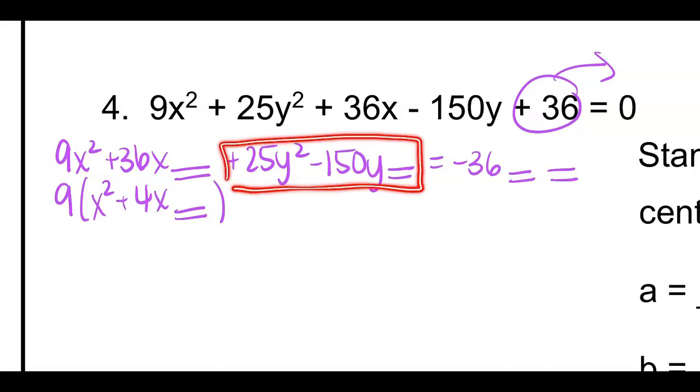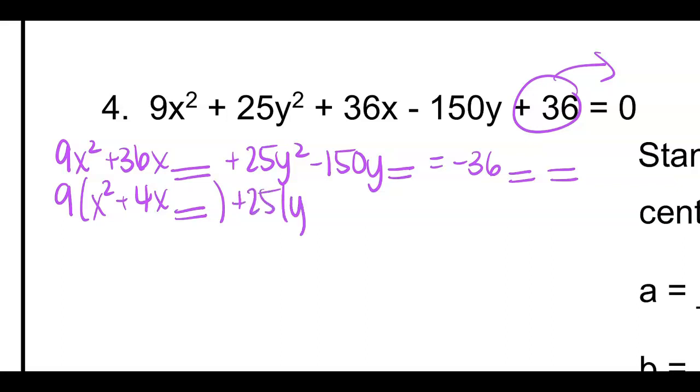Okay, so for this term, I need to get rid of the 25 in front of y squared. When I do that, I need to divide this 150 by 25 as well. So we're going to make this plus 25, we're going to make this y squared minus, 150 divided by 25 is 6. And we're going to set that equal to negative 36.